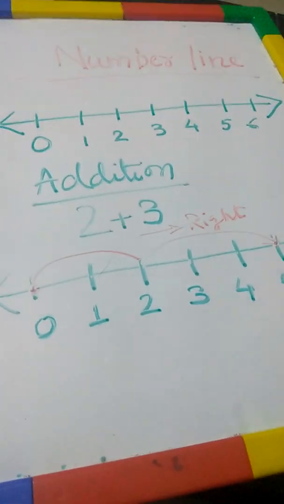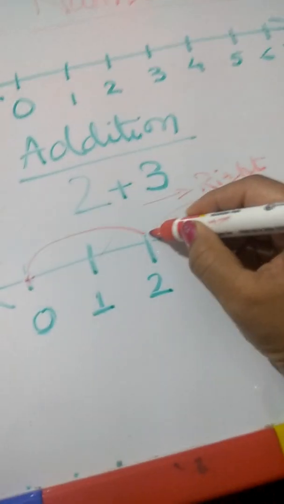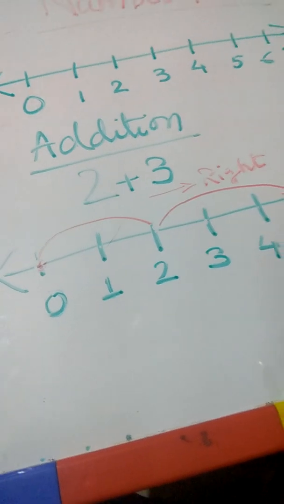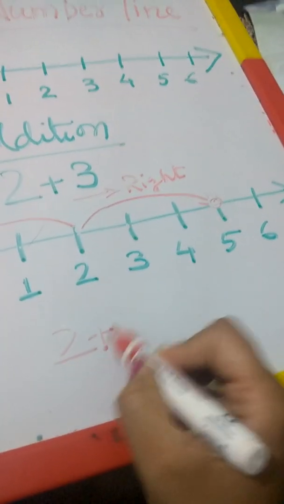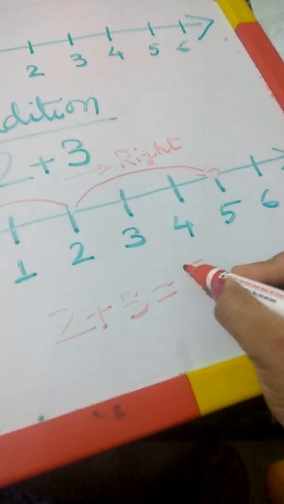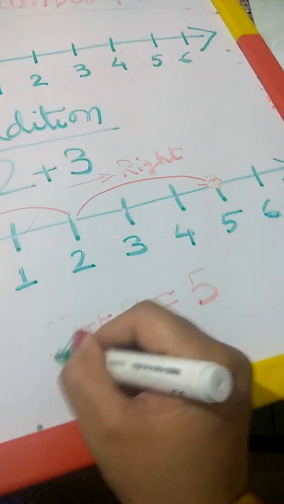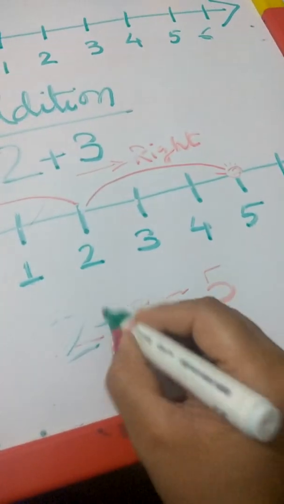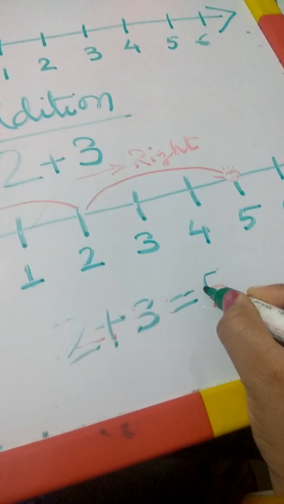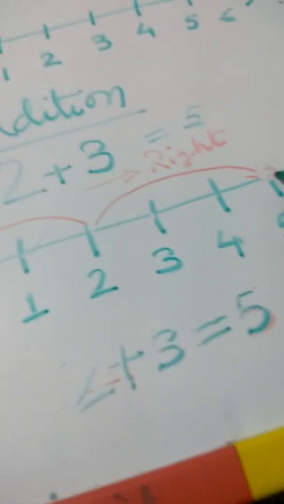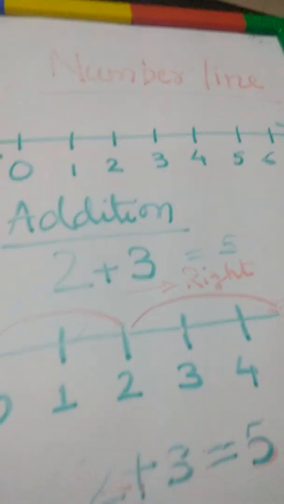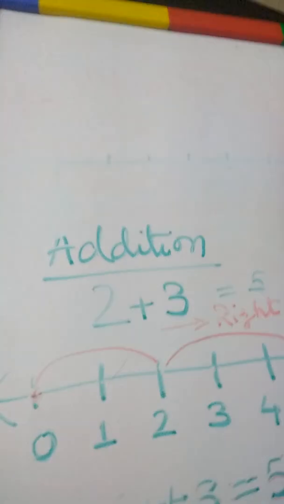So I reach this. So what I see is, finally I have come up to the point 5. That means my answer is 2 plus 3 is equal to 5. The answer comes out to be 5. You can highlight the answer or the point 5. This is how we do addition on the number line.